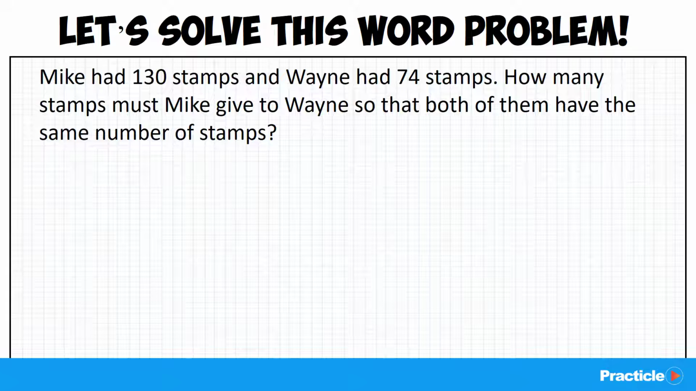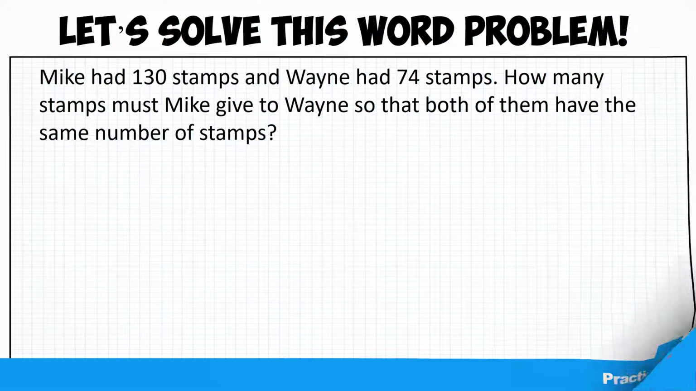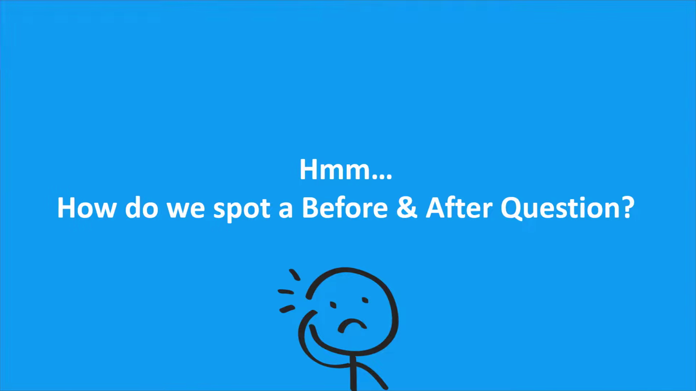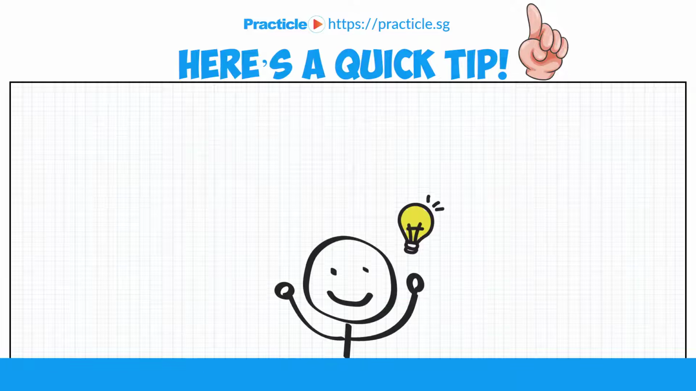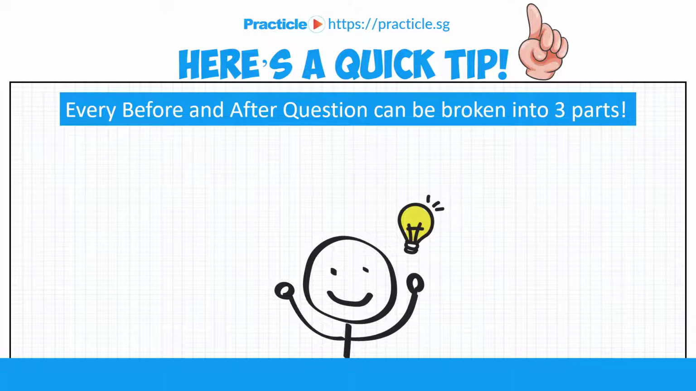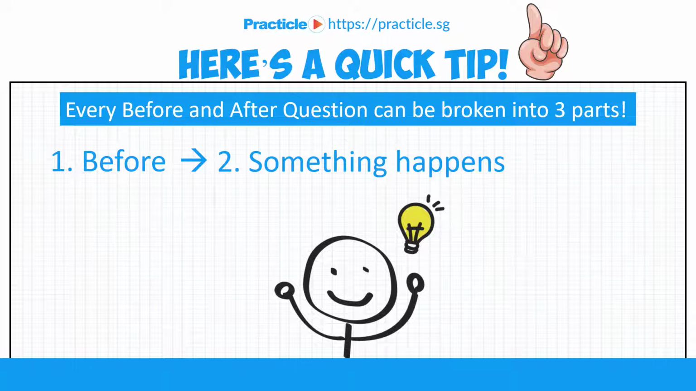After reading this math word problem, a question that might pop up in your mind is, how do we know that this is a before and after question? Well, that's a fantastic question to ask. Whenever we talk about a before and after problem, there are always three parts to the problem, okay? First, we'll start with the number of items in the before situation, and then something happens, and because of that change, the number of items changes in the end.